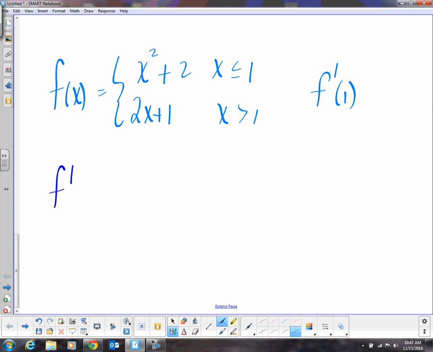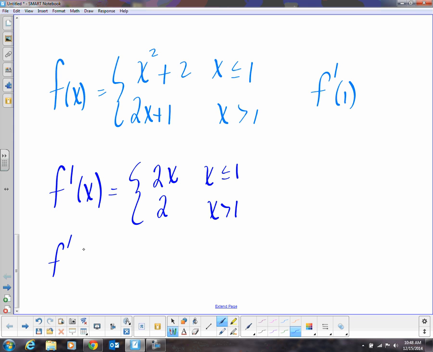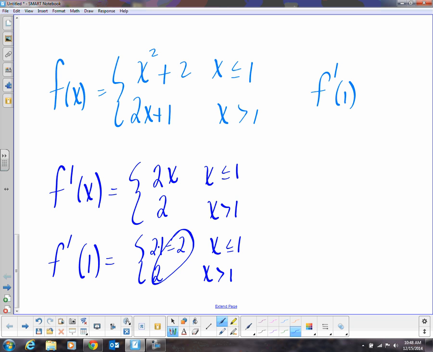So what's the derivative? Isn't it 2x? And isn't it 2? This is for x is less than or equal to 1, and these are for x is greater than 1. So now we need the derivative at 1. This is going to be 2 times 1, which is 2, for x is less than or equal to 1, and this is going to be 2 for x is greater than 1. Now, these answers must be the same for the derivative to exist, because remember the derivative is a limit, right? So in order for a limit to exist, the left must equal the right.